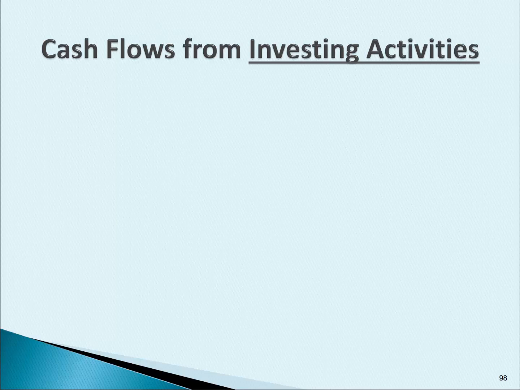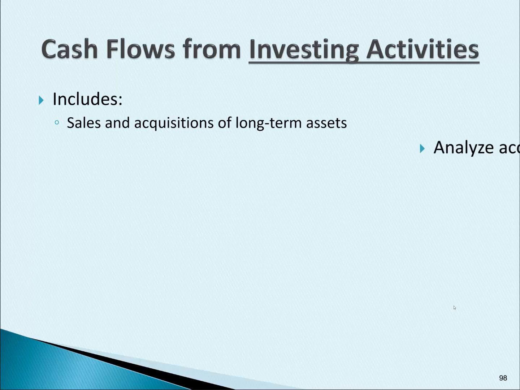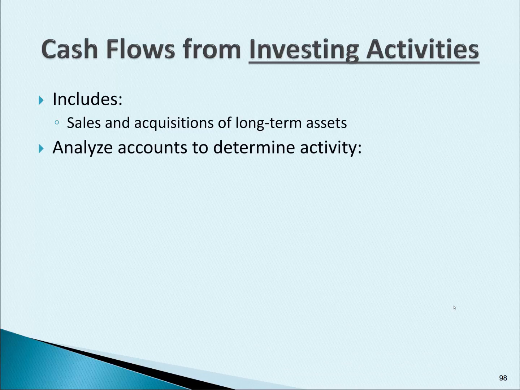Now we're going to get into the details of cash flows from investing activities. Remember, this includes long-term assets, selling and acquiring them. To prepare the investing section, we need to analyze these accounts to determine the activity. Using a T account is very helpful. Also, if a gain or loss appears on the income statement, a long-term asset has been sold.